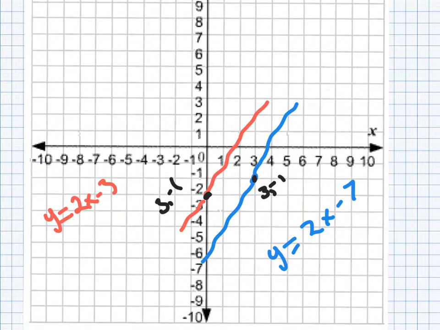The coordinates here were (3, -1). I said that wrong, so I stopped to fix it. This one is (0, -3). This one is (3, -1), and (0, -7). And we have parallel lines with the same slope.